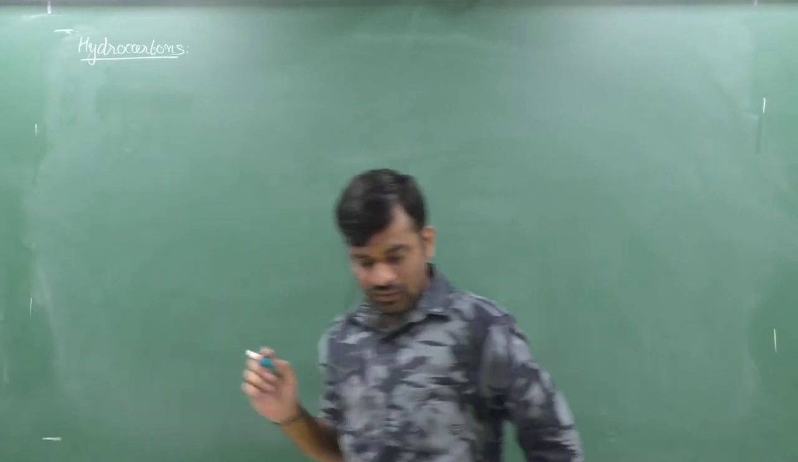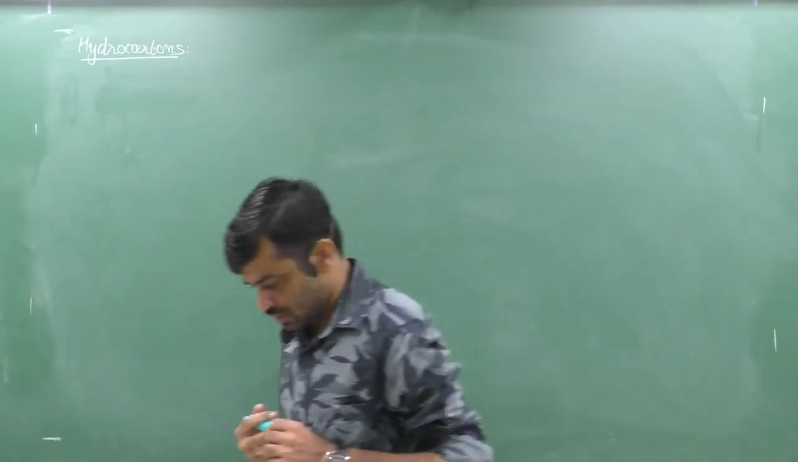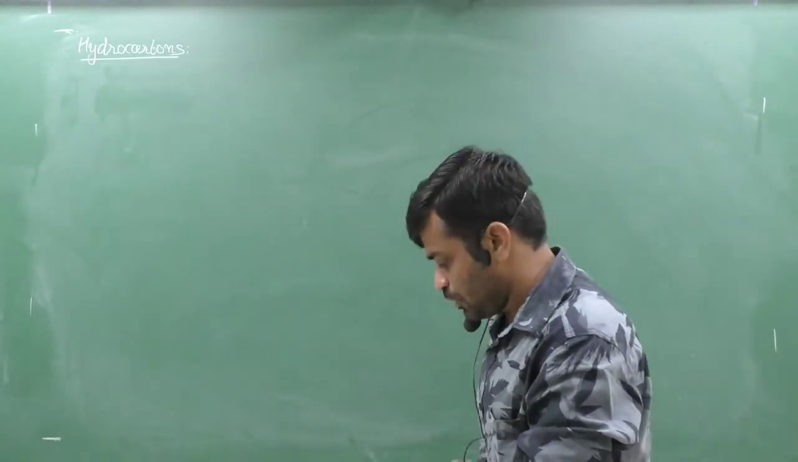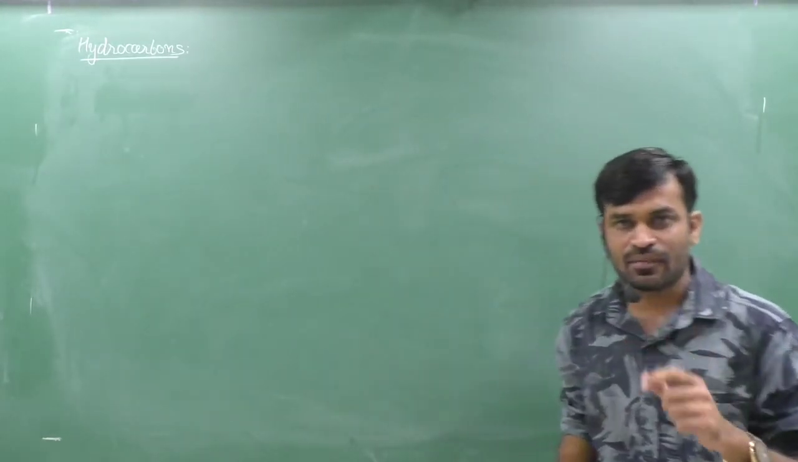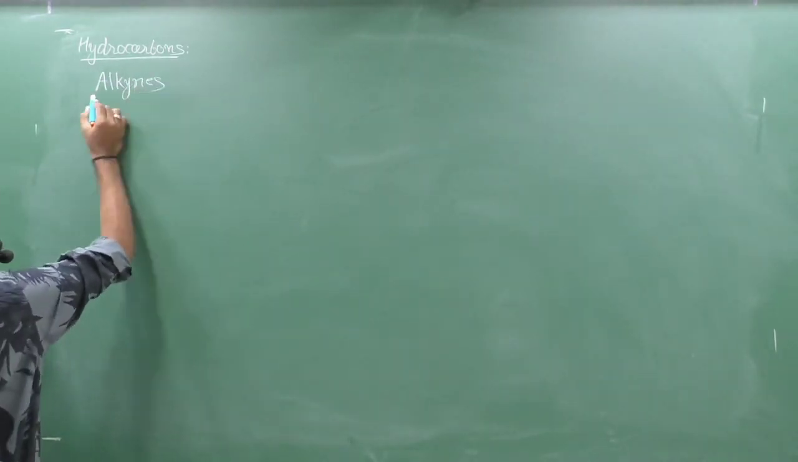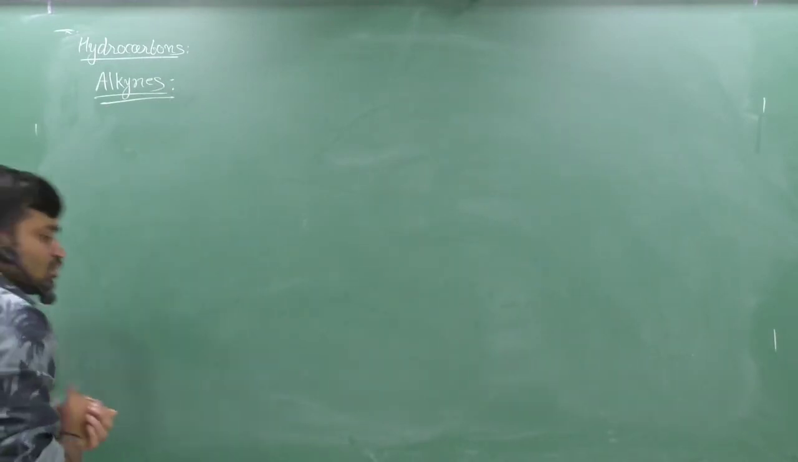Last time we discussed the preparation, chemical properties, and physical properties of alkenes. Now we can start the third point. First we discussed alkanes, then alkenes. Now in this lecture we will discuss alkynes.